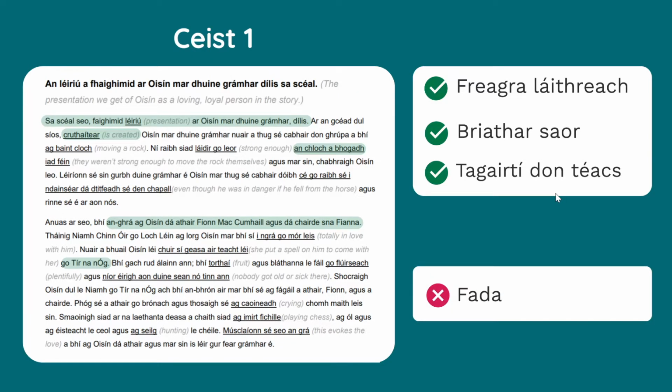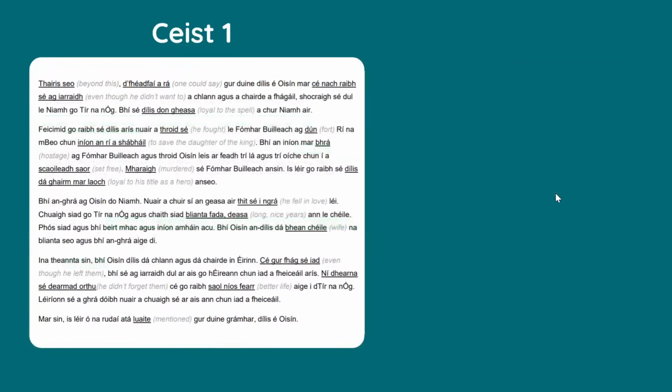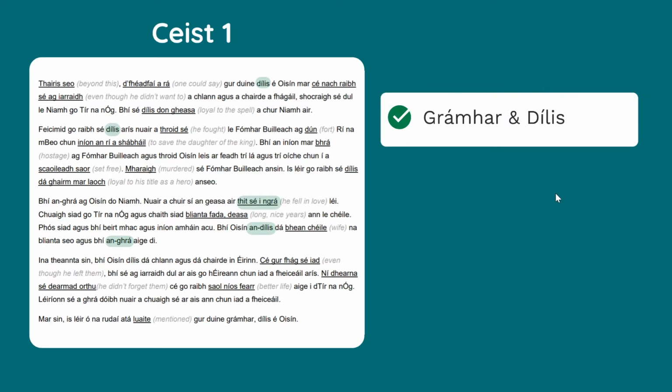However, it is a little bit long. There isn't any need to keep writing it. It continues on here. It's just quite a long answer and there's not really any need for it. The keywords of Grábhar and Dílis are evident throughout, which is great, and it shows the answer is really focused.